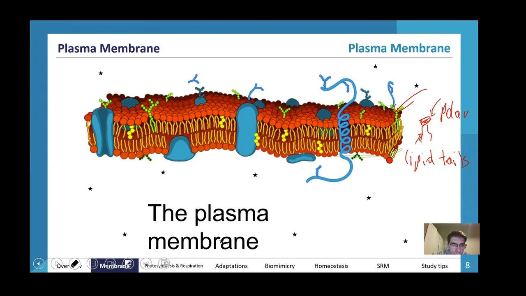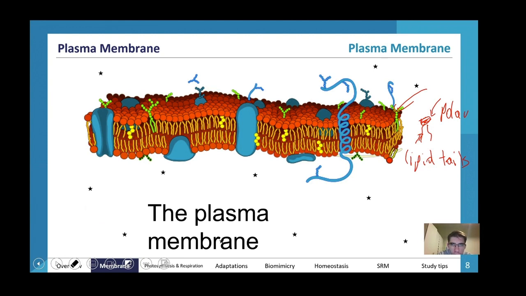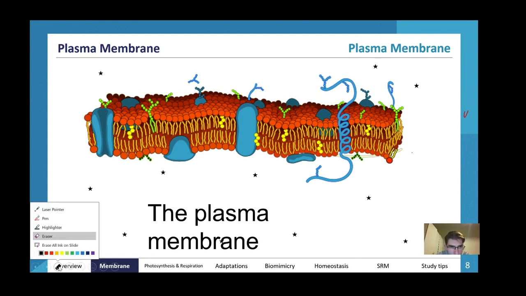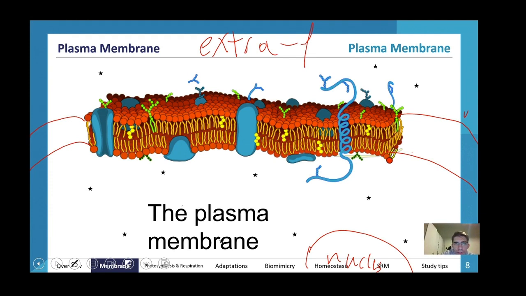Because you need to understand that this plasma membrane, like I showed you before, encapsulates all of the cell, right? It wraps around the cell. So let's assume it goes over the edges here. This is the nucleus, right? This is the extracellular fluid and intracellular fluid.